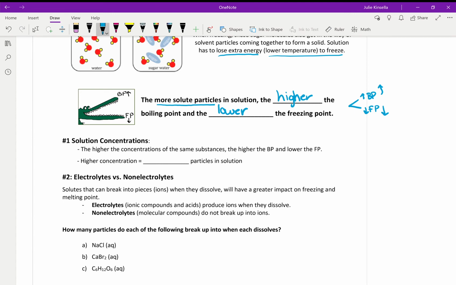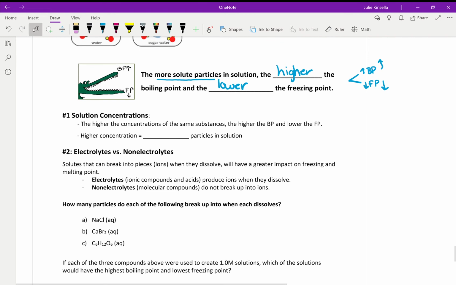All right, so what are some things that affect the number of solute particles? Well, obviously the concentration. So concentration we're usually dealing with in terms of molarity. Okay, the higher the concentration, the more particles there are in the solution. So the higher the boiling point and the lower the freezing point.